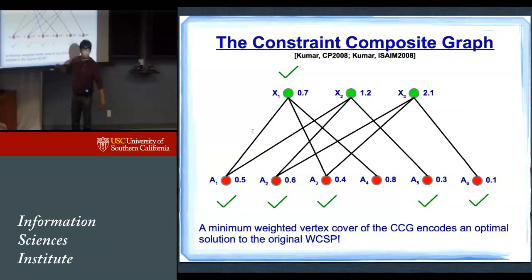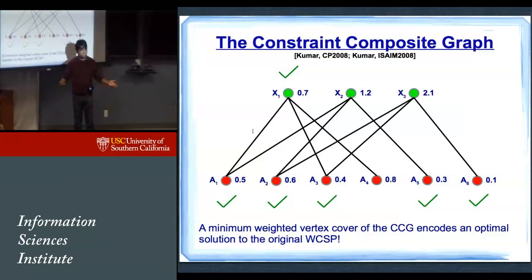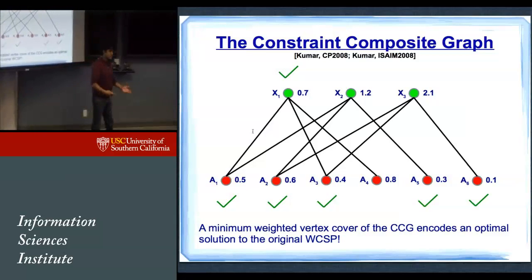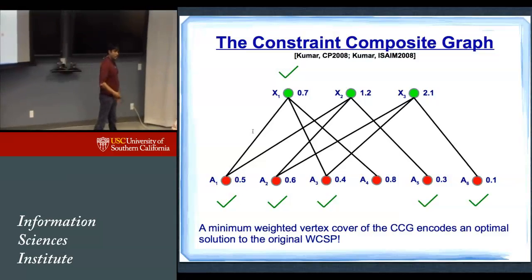Was x2 chosen to be in the minimum vertex cover? No, his optimal value is 0, right? Was x3 going to be chosen in the vertex cover? No, so his optimal value is 0. So that encodes a solution to the original problem.